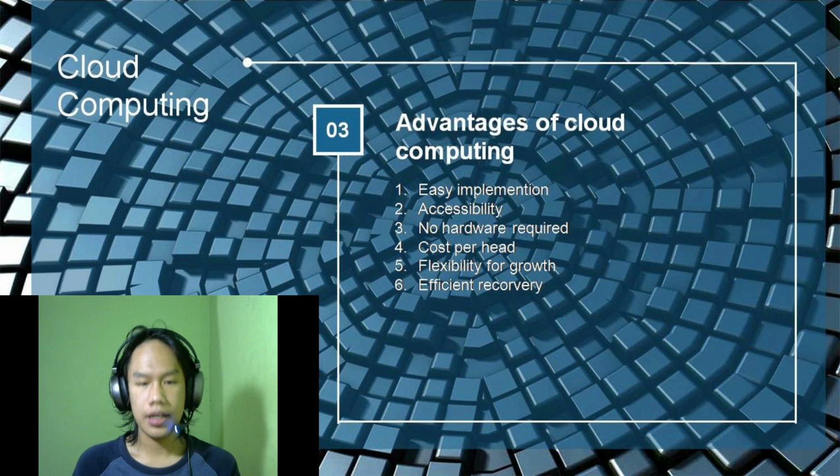And the last is efficient recovery. Cloud computing delivers faster and more accurate retrievals of application and data, with less downtime is the most efficient recovery plan.